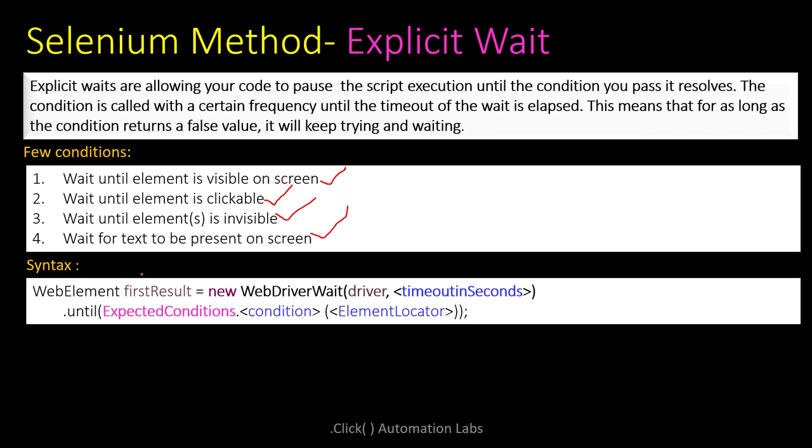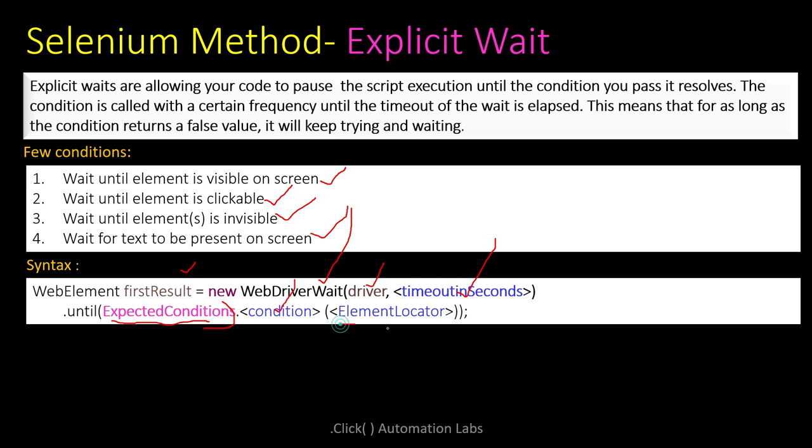And this is the syntax. It feels a little difficult, but with practice you can make it easier. So declare your web element, and new WebDriverWait. You need to pass the driver object, and mention the timeout in seconds, how long you need to wait, and until, and we will be using a new class called ExpectedConditions. This class has various conditions, like I said, visible or clickable or invisible, or whatever you mention in a condition.